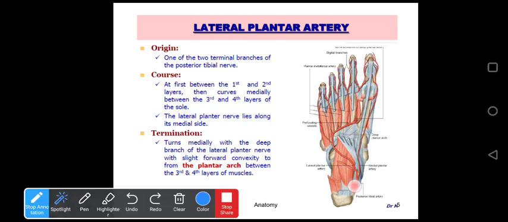So this is the lateral plantar artery, which takes a lateral deviation towards the lateral aspect of the sole, and then turns medially with the deep branch of the lateral plantar nerve, with a slightly forward convexity, to form the plantar arch. You can see the arch formation here. This is the arch formed by the lateral plantar artery between the third and the fourth layer of the muscles.